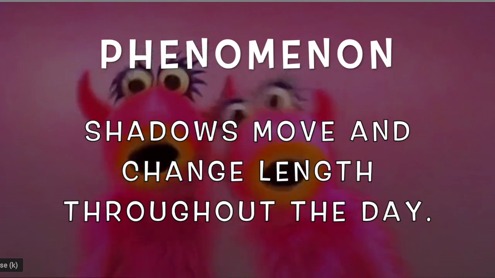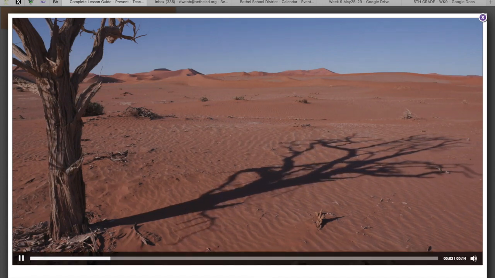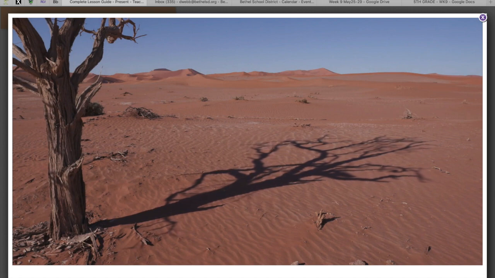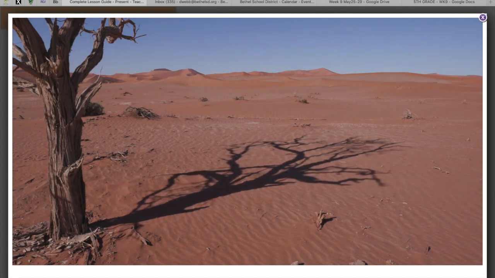Shadows move and change length throughout the day. Watch the shadow of this tree in this time-lapse video. What is happening to the shadow? What is causing it to move? How would you describe the change?